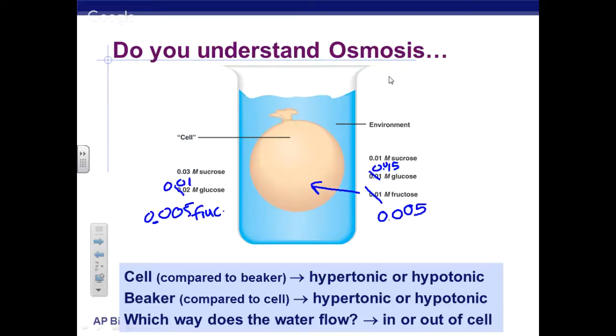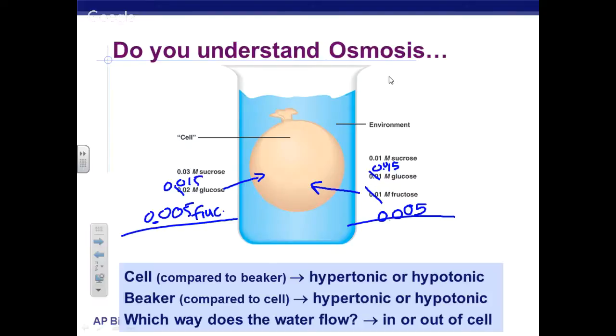Okay, good. Now, we've taken care of all the solutes that will diffuse. Then what you do is you add up the solute concentrations on either side. So add all these up and add all these up and come up with a number.